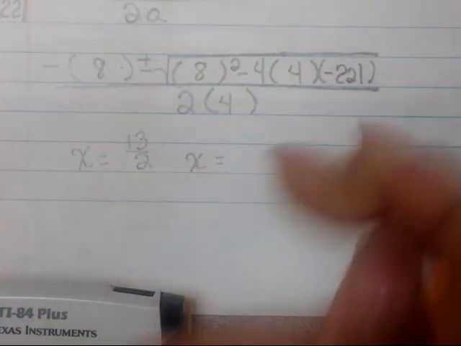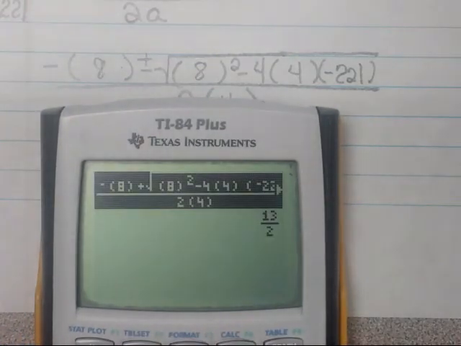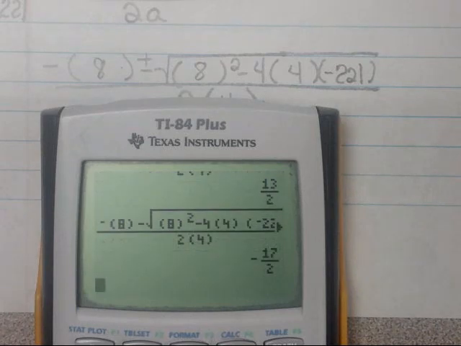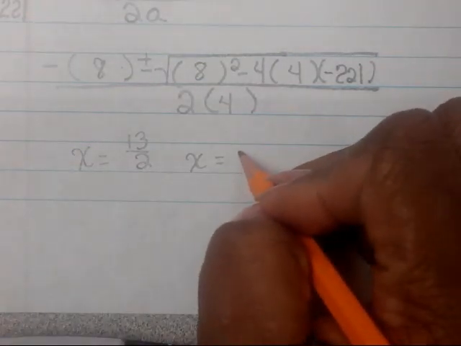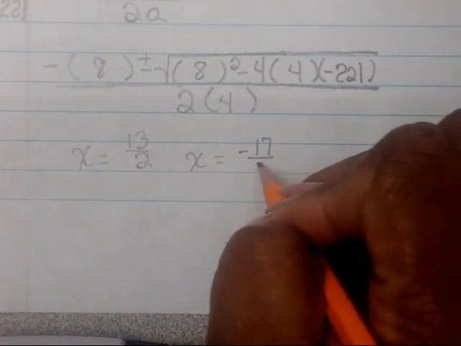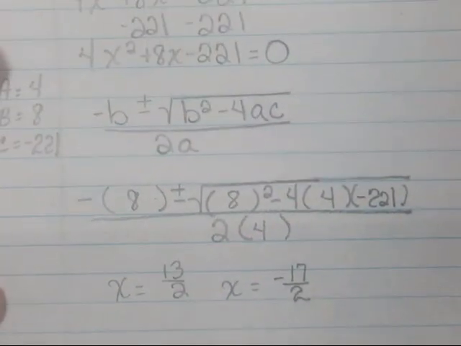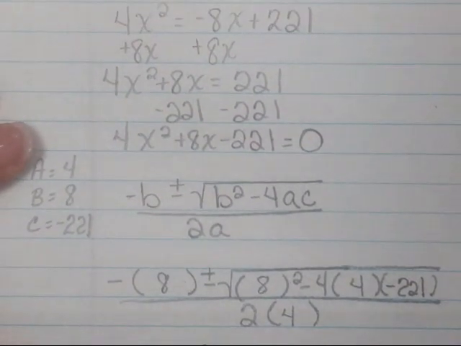For my second solution, I will go back again, highlight, hit enter, and change my plus to a minus. And my second solution is negative 17/2. This problem took a little extra work, but it was well worth it.